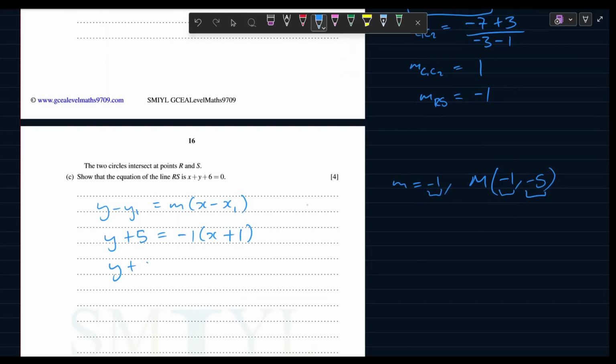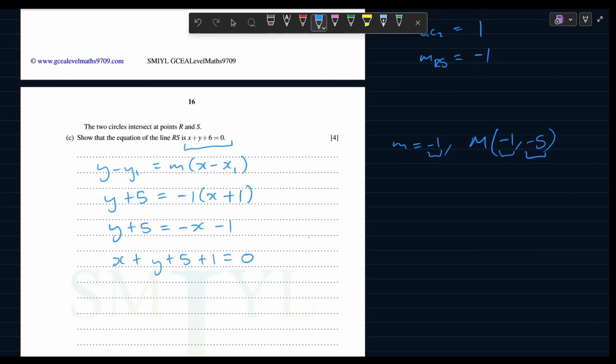So we've got y plus 5 is equal to, expand the bracket, that's -x, -1. And now to get this form that they want, put everything on one side. So that's going to be x plus y plus 5 plus 1 is equal to 0. And therefore, we should get x plus y plus 6 is equal to 0, which is exactly what they're looking for.